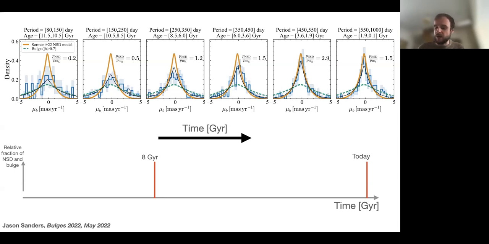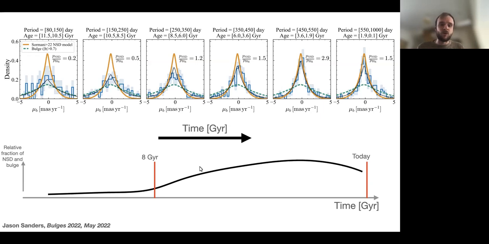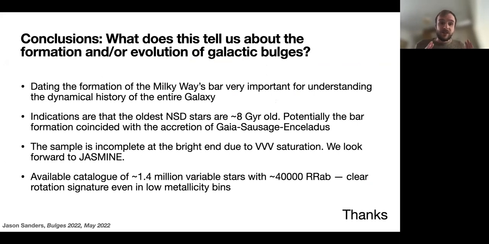So period is increasing as we go to the right, so age is decreasing. And you see in the low period bins essentially no evidence of a nuclear stellar disk component. But as we go beyond about 8 billion years, we have a significant nuclear stellar disk component. And so this is very consistent with the idea that there's bulge before 8 billion years ago, and then the nuclear stellar disk begins forming 8 billion years ago. So the bar likely formed at that epoch. So that's all I'd like to say.